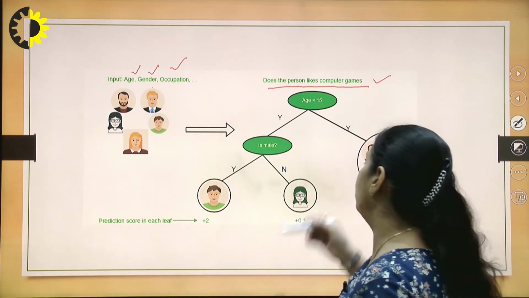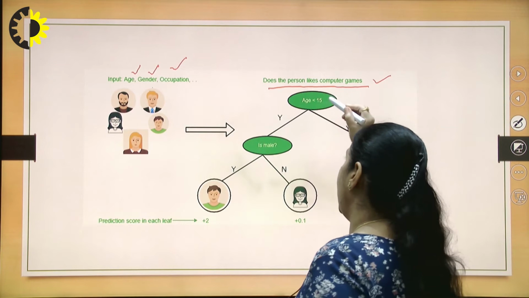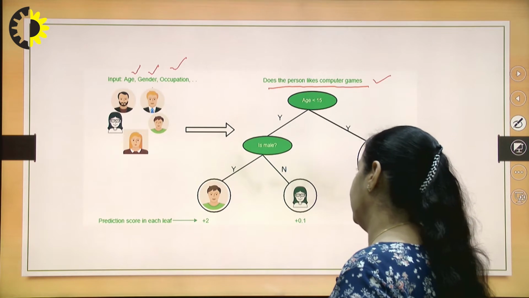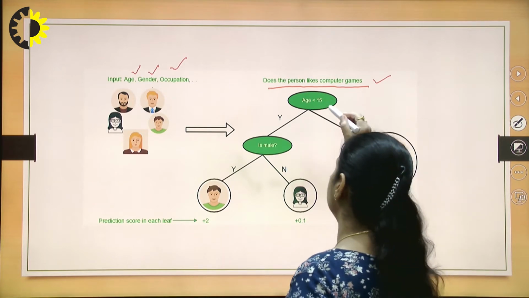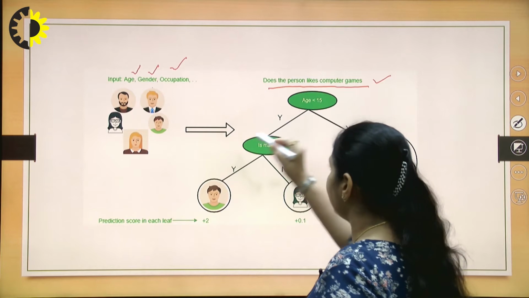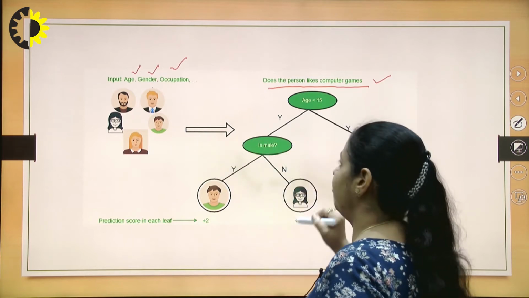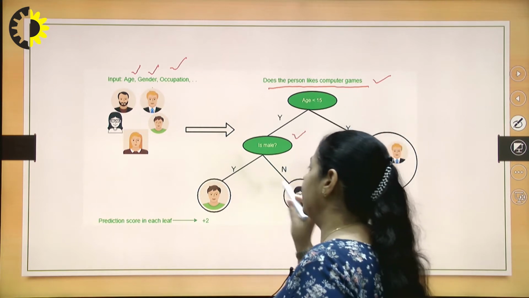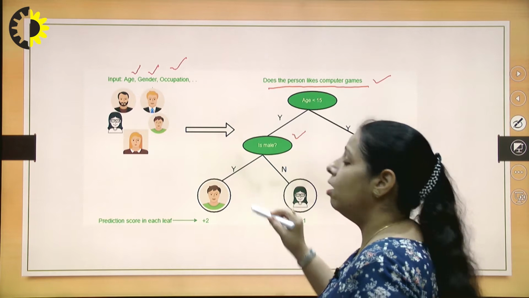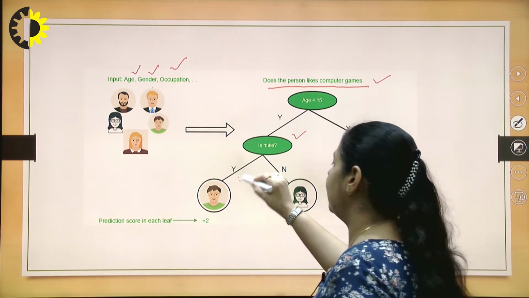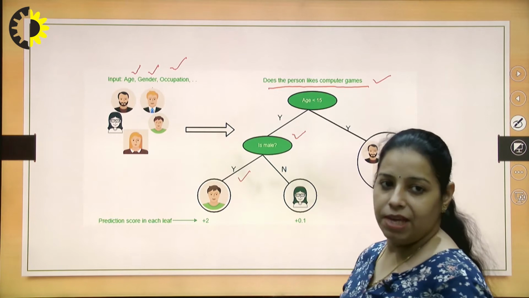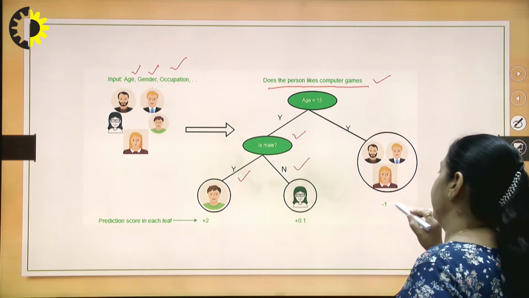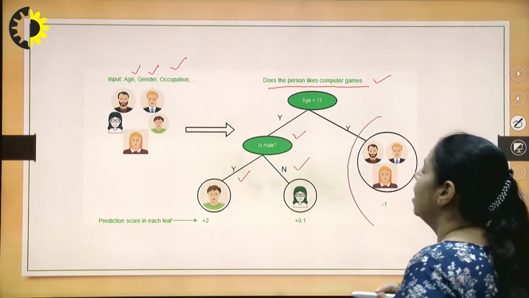We check the first attribute, that is age, and we categorize the age as less than 15 years or greater than 15 years. Now suppose the candidates who fall under less than 15 years are further divided into two categories, male and female. We check whether the candidate is male or female. If it is male, then the answer comes under the category of yes, otherwise it comes under the category of no.